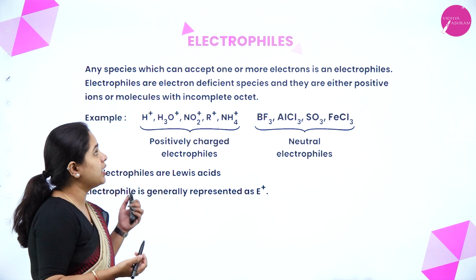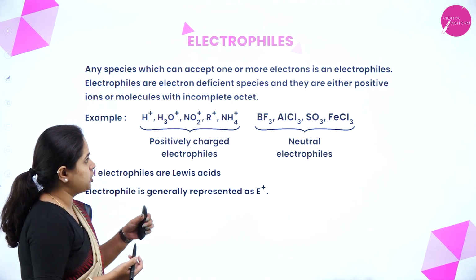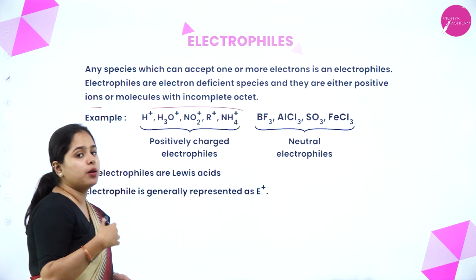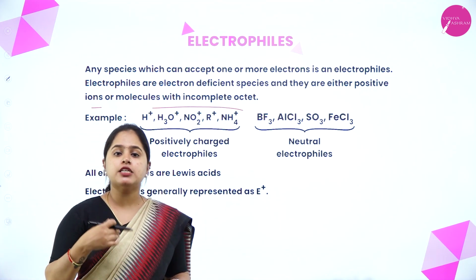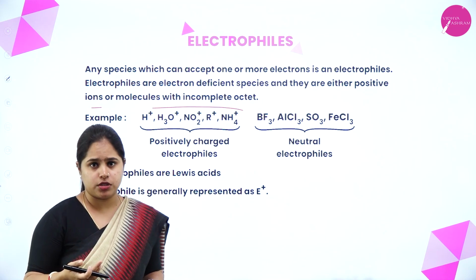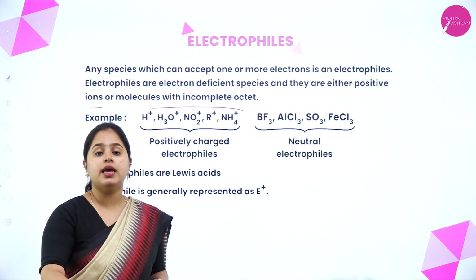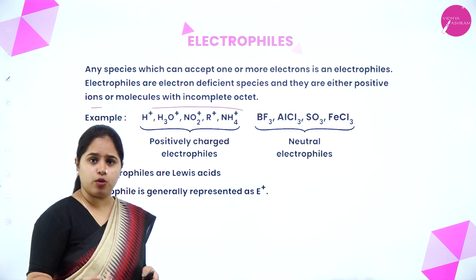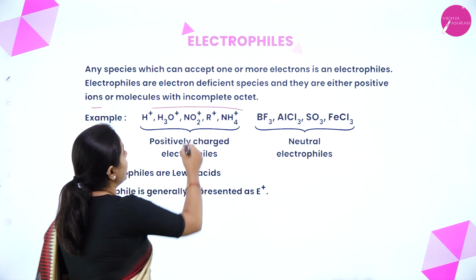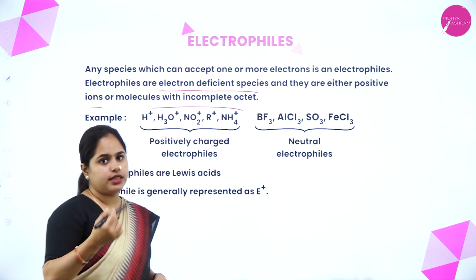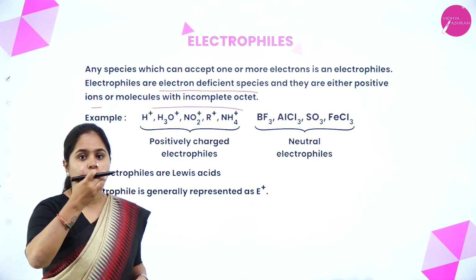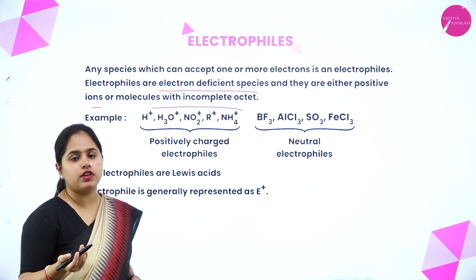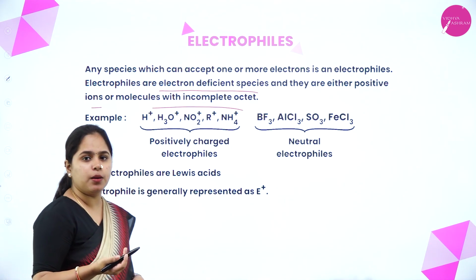Electrophiles are electron deficient species, and they are either positive ions or molecules with incomplete octet. In the case of nucleophiles, they can donate electrons. In case of electrophiles, they accept electrons. They can accept one or more electrons, and also they are electron deficient species. They lack electrons, so they try to accept more electrons. So they are either positively charged species or having incomplete octet.